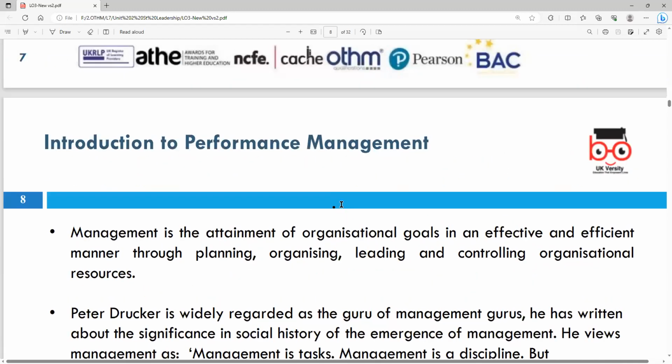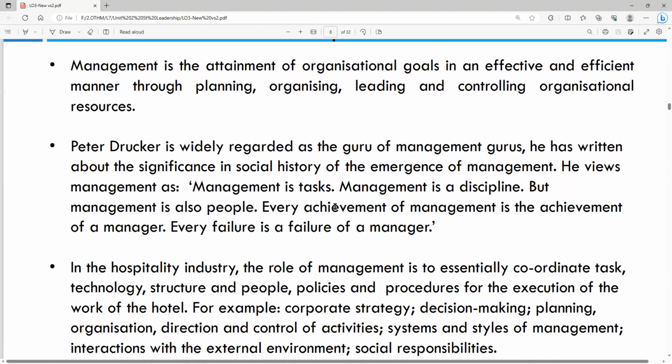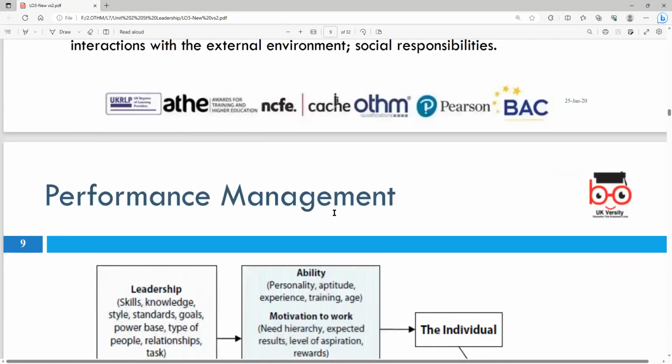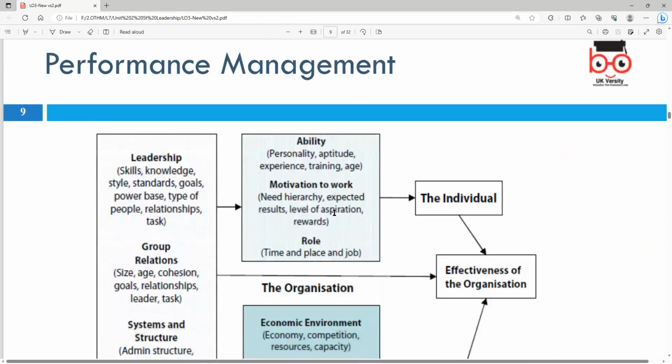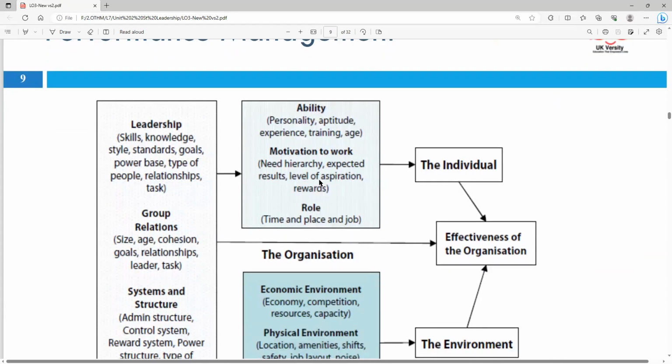So this is management by performance. Management by performance looks at the ability of people to motivate different people in terms of hierarchy, results and rewards, and the people's abilities in terms of role, place and job. This is focused on the individual, the ability to work and the role. So this is based on the individual person rather than the whole organization.